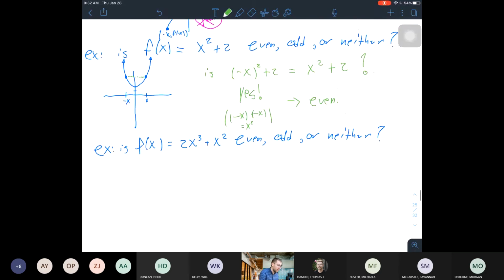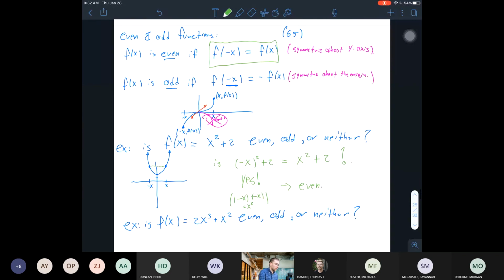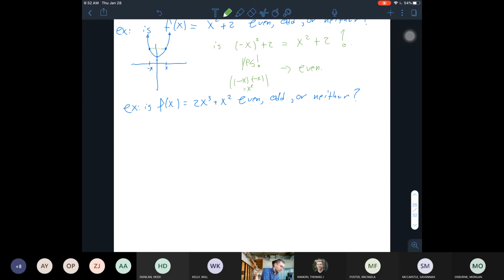Now let's try this one. f of x equals 2x cubed plus x squared. Now I don't really know what that one looks like, so I'm just going to have to rely on my algebraic principles, just the way that I can write this equation down. I'm going to try these definitions without looking at the graph. So let's just see if it's even first. We'll try the same process. Is 2 times negative x cubed plus x squared equal to 2 times x cubed plus x squared?